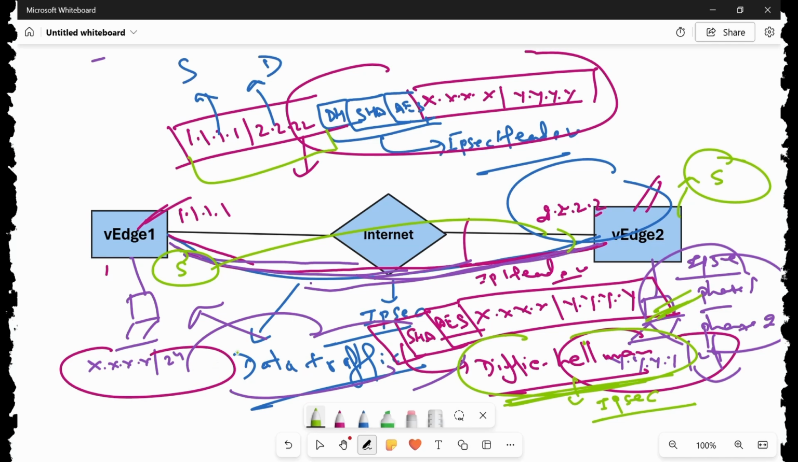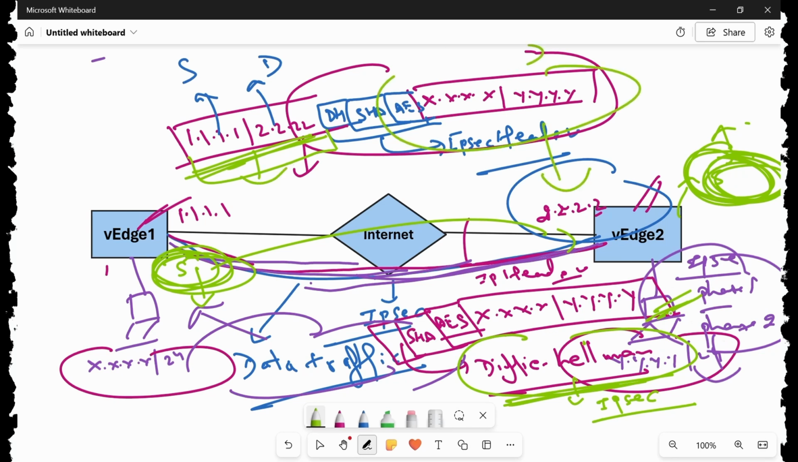Okay, so the packet will be encrypted using the same secret S, and it will be decrypted with the same S at the destination end. After decrypting the packet, this header will be removed and the inner packet will be shared with the destination device.